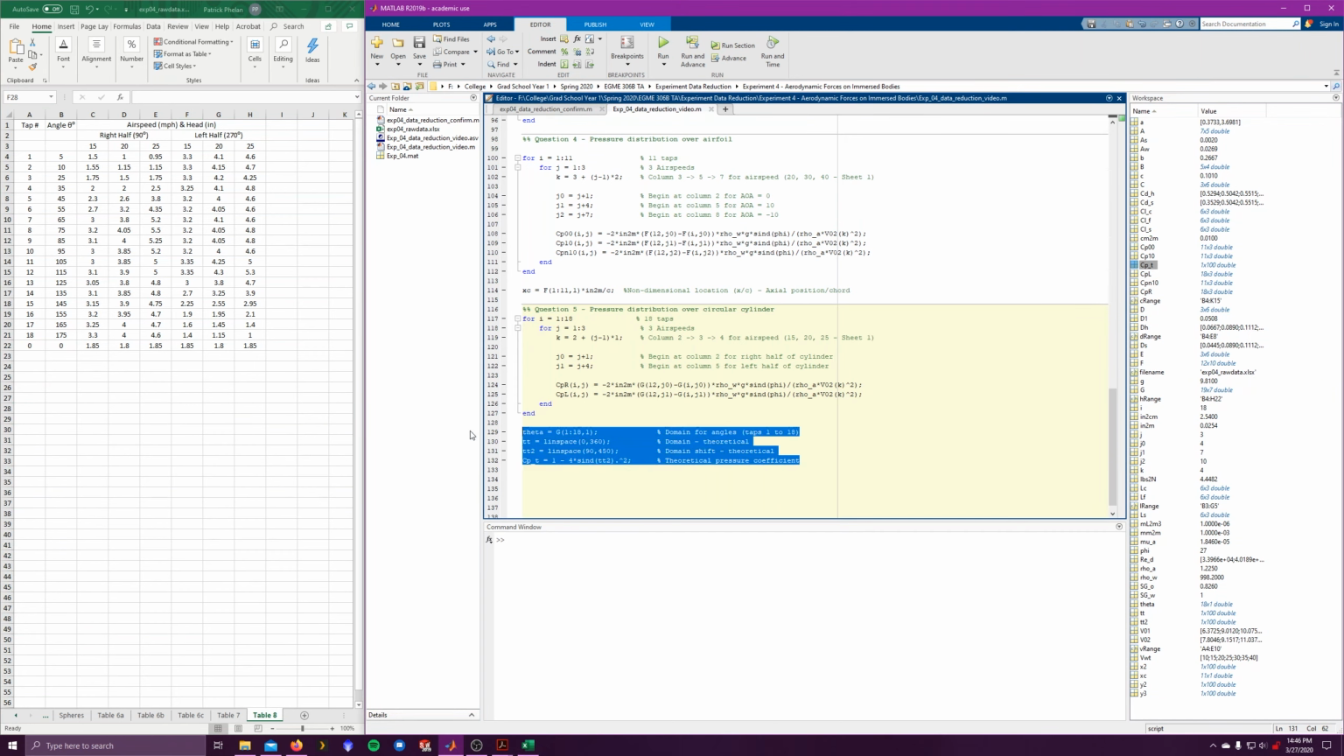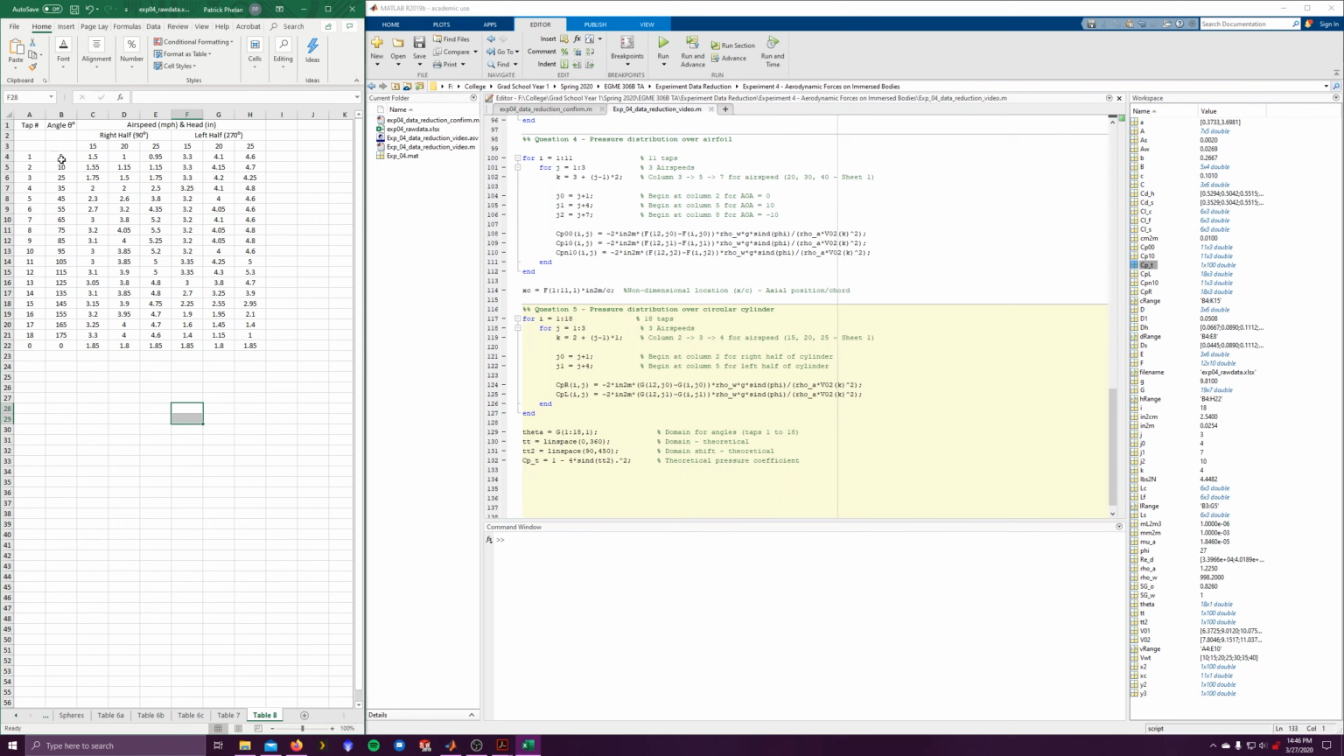Now we need to set up our domain. First I have theta equals g. This is what we imported, and I have rows 1 to 18, comma 1. So the first column and then rows 1 to 18.